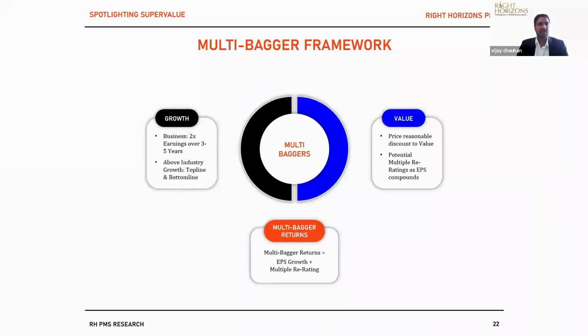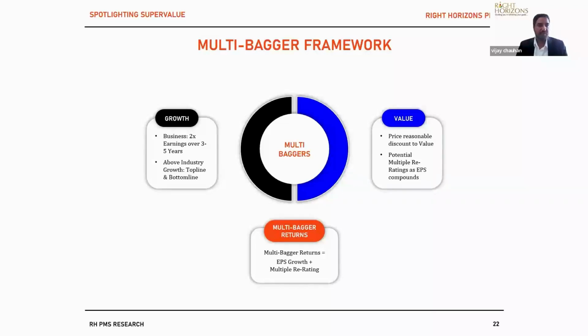In this section, we will discuss how we have developed the multi-bagger framework in the last 5 years at the right horizon, and we have combined both the risk and return parts of it. This framework has basically 2 legs. First is growth, second is value. We will discuss the growth part first. Typically in the growth part, we look for a business in our portfolio which can double its earnings over a period of 3 to 5 years.